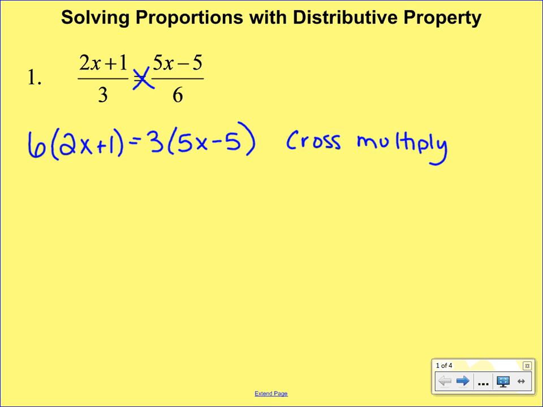Once we've written that out, now we go ahead and distribute. So when you distribute the 6, you're going to end up with 12x plus 6. And on the right hand side will be 15x minus 15.